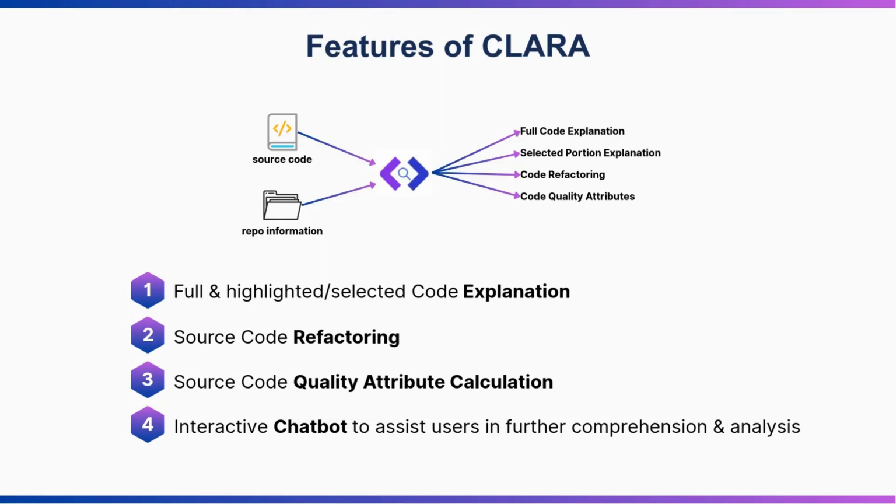CLARA can explain the entire file or any highlighted portion of code. It can refactor code to improve readability and maintainability. It also analyzes quality metrics such as cyclomatic complexity, maintainability index, and even flags potential vulnerabilities. And for deeper exploration, CLARA includes an interactive chatbot to help you ask follow-up questions and gain further insights, all without leaving your browser. Without further ado, now let's look at CLARA in action.